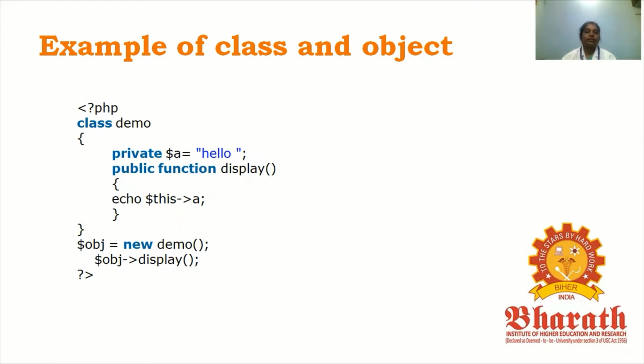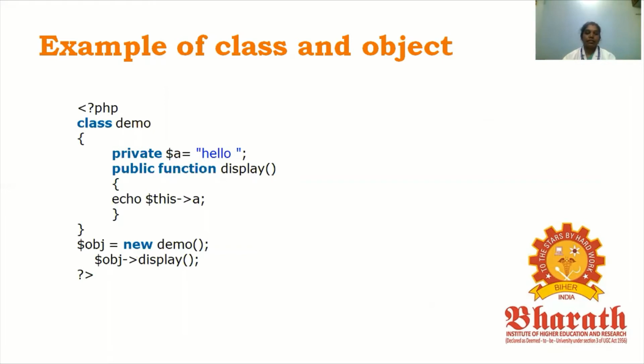And see the method, public function name. Public is the access modifier, followed by the keyword function and then the method name, display. It contains only one statement, which displays the value of the variable. So that's all about class declaration.